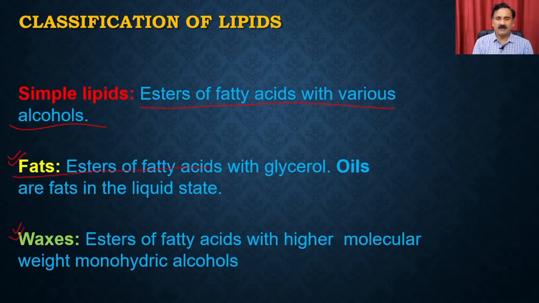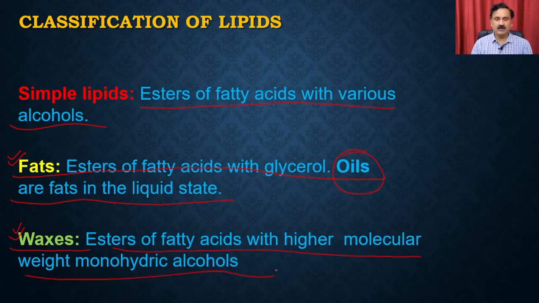The fat, the ester of the fatty acid with glycerol; the oils are fat in the liquid state. So, oil is the fat which is actually being present in the liquid state, whereas the fat could be the solid. Then we have the waxes, the ester of the fatty acid with the high molecular weight monohydric alcohol, that is called as the waxes.